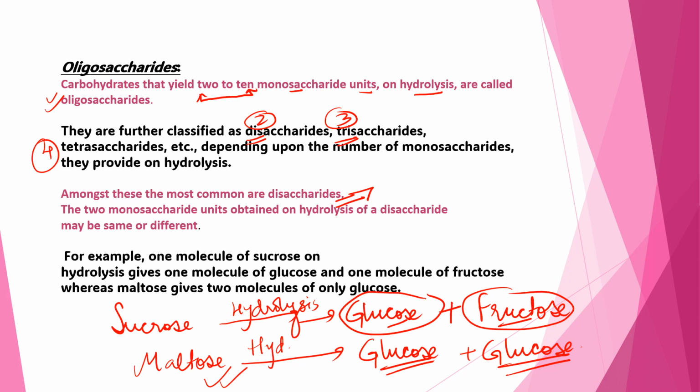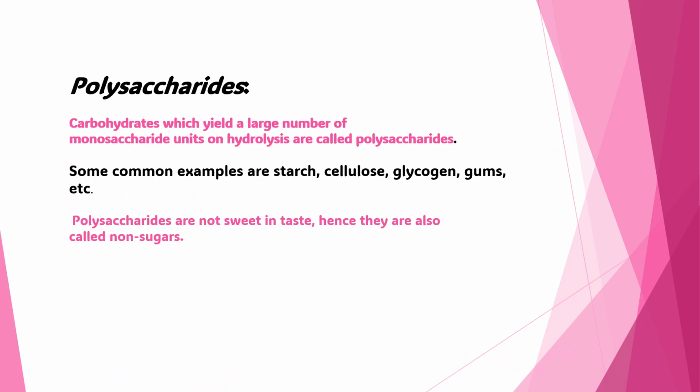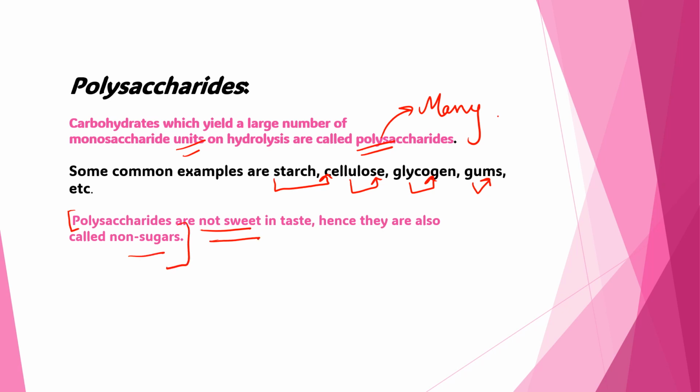Now next we have to study polysaccharides. Polysaccharides are the carbohydrates which yield a large number of monosaccharide units on hydrolysis. We know that poly means many. Some common examples are starch, cellulose, glycogen, gums, etc. These are all polysaccharides. And we should know that polysaccharides are not sweet in taste, hence they are also called non-sugars.